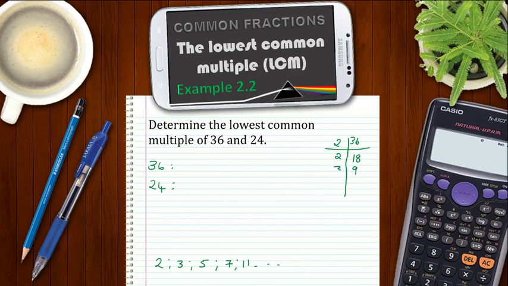Can 3 go into 9? Yes. 3 goes into 9 3 times. Can 3 go into 3? Yes. 3 goes into 3 once. All right, so now that we've reached 1, we can write 36 as a product of prime factors. So this is then 2 times 2 times 3 times 3, or we write it in its compact form, 2 to the power of 2 times 3 to the power of 2.